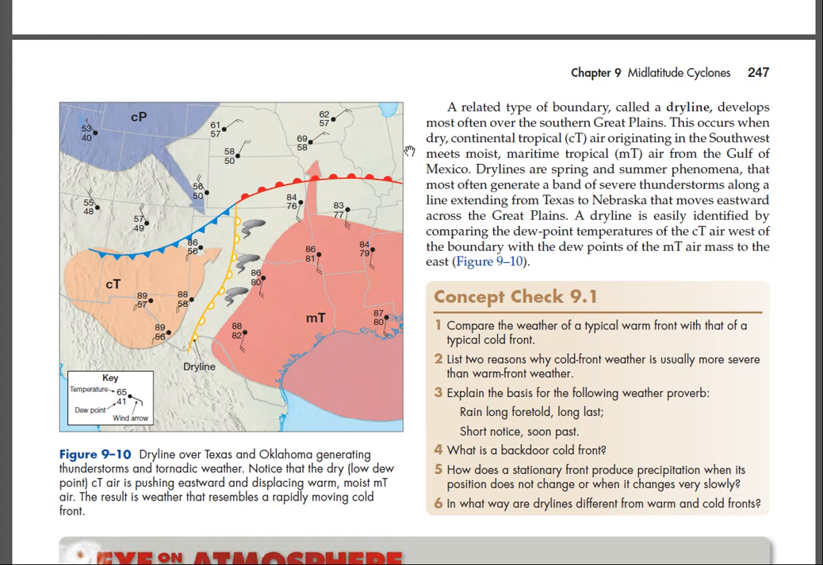Dry lines are spring and summer phenomena that most often generate a band of severe thunderstorms along a line extending from Texas to Nebraska that moves eastward across the Great Plains. A dry line is easily identified by comparing the dew point temperatures of the cT air west of the boundary with the dew points of the mT air mass to the east, figure 9.10.